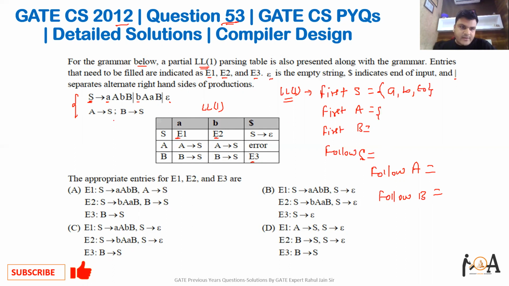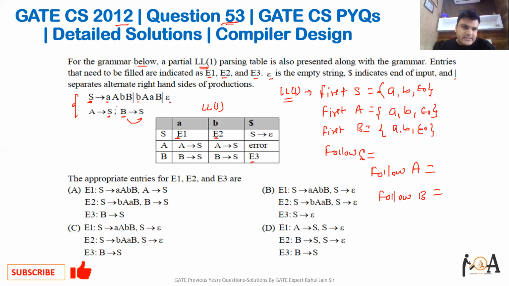What is first of A? First of A is first of S, so first of S will be copied as it is here. And what is first of B? First of B is first of S. So again, first of B is A, comma B, comma epsilon. Isn't it, guys?